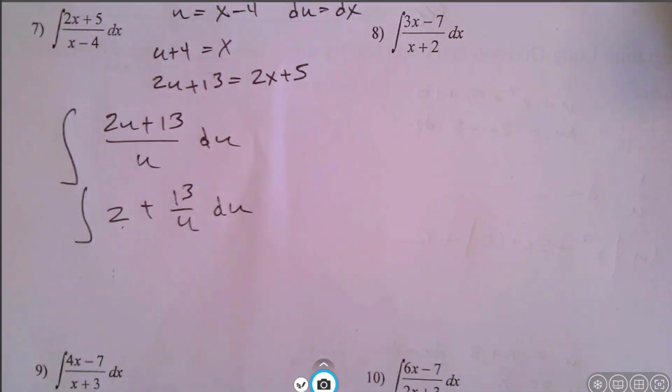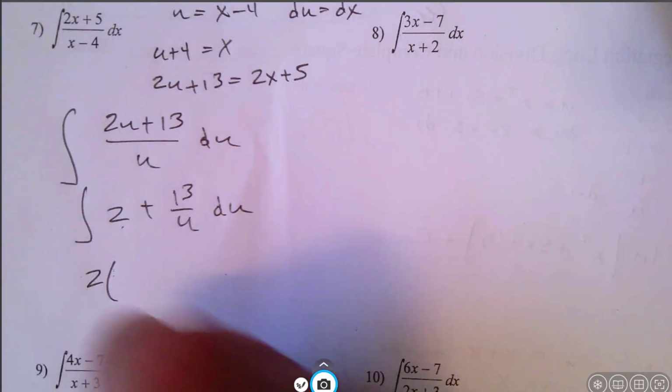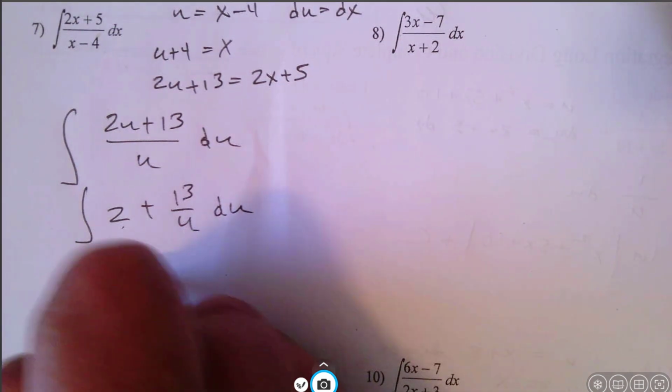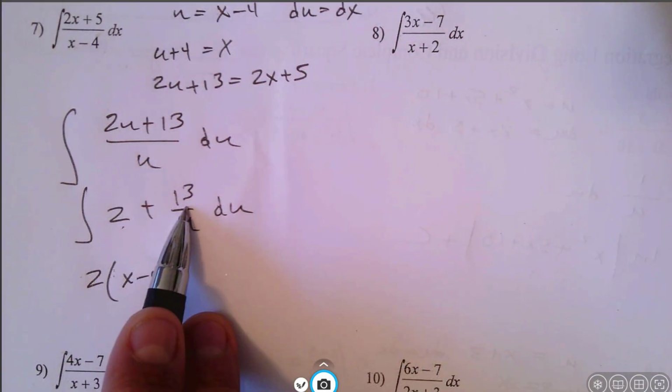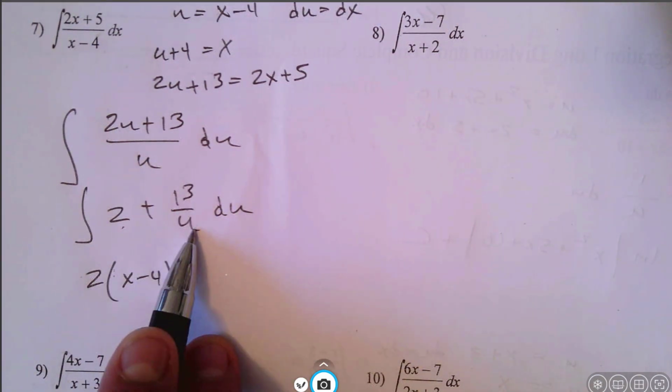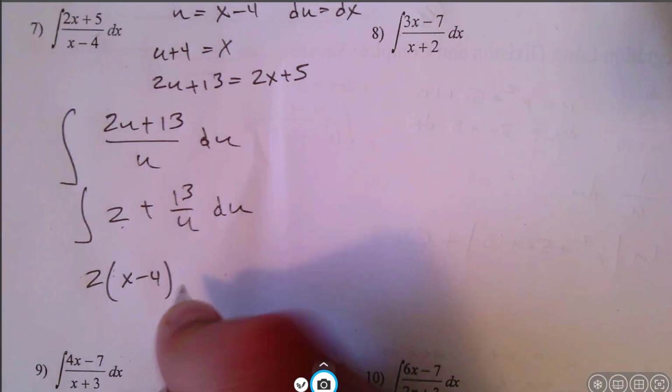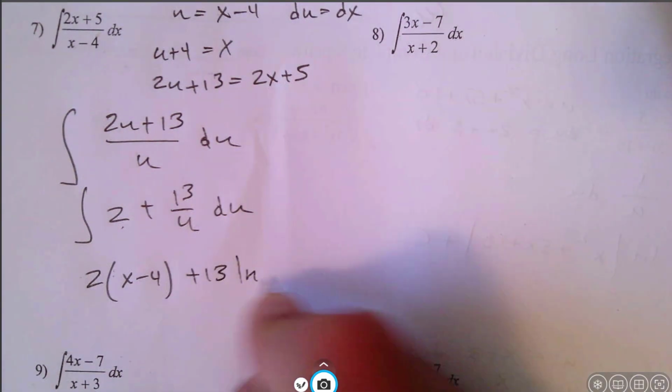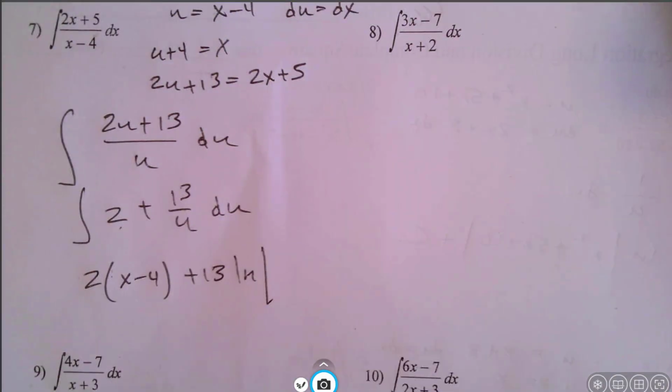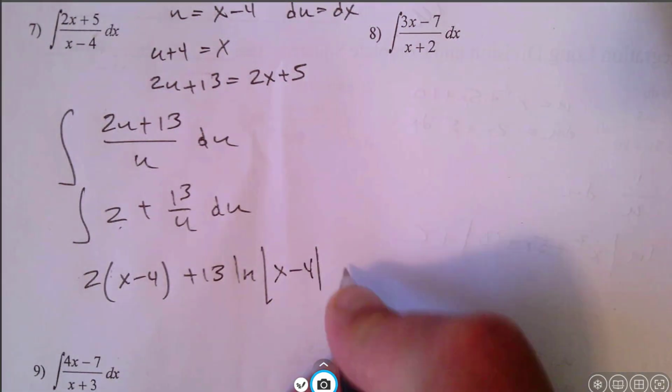The antiderivative of 2 is going to be 2u. What is u? X minus 4. The antiderivative of 13 over u is going to be 13 natural log absolute value of u. What is u? X minus 4, plus c.